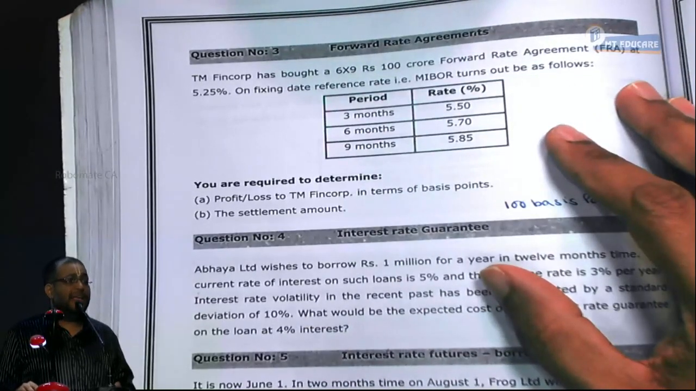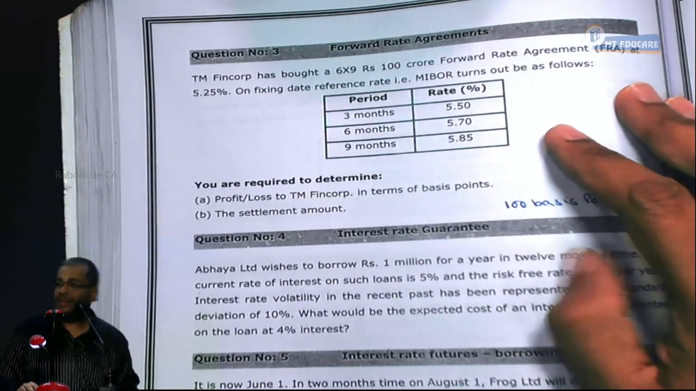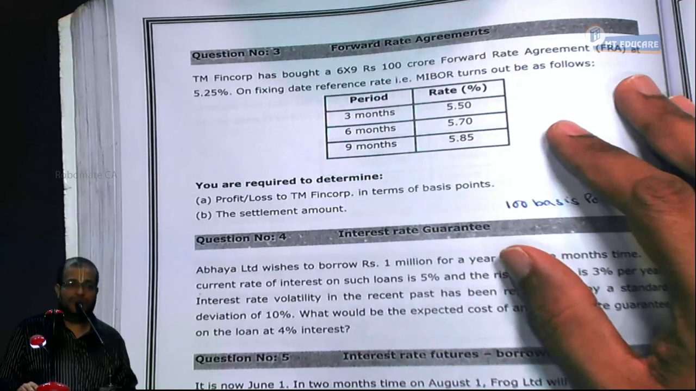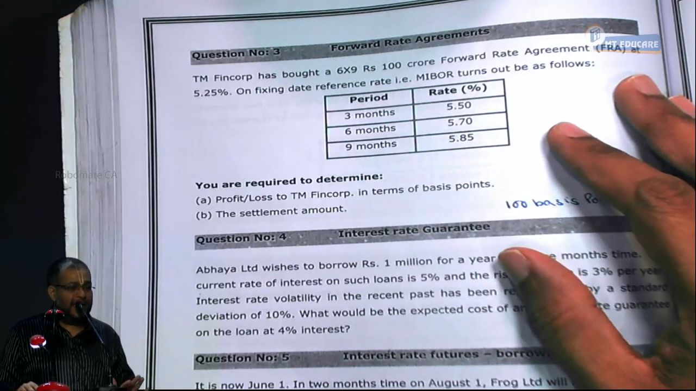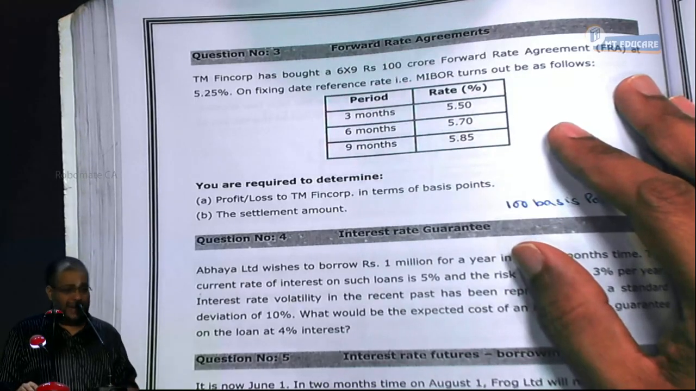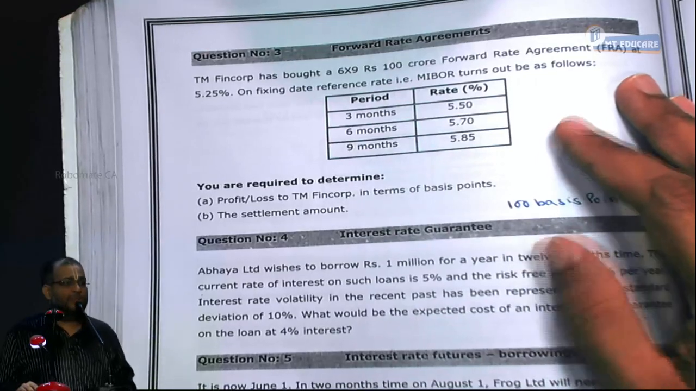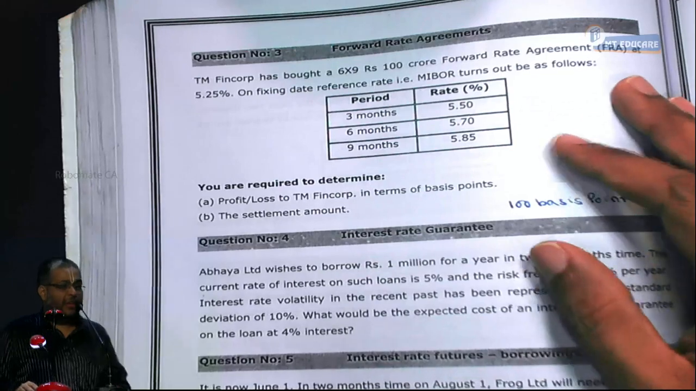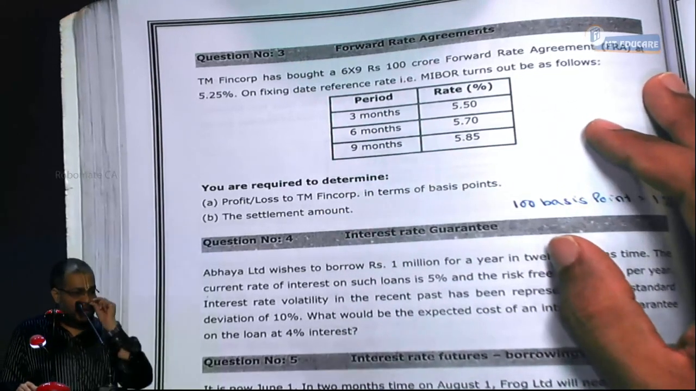Interest rate cap is called a call option. Interest rate floor is called what option? Put option. These are all nothing but interest rate options. Another name for it is interest rate guarantees. An option always guarantees a minimum price or maximum price. In all, they are called IRGs, interest rate guarantees.